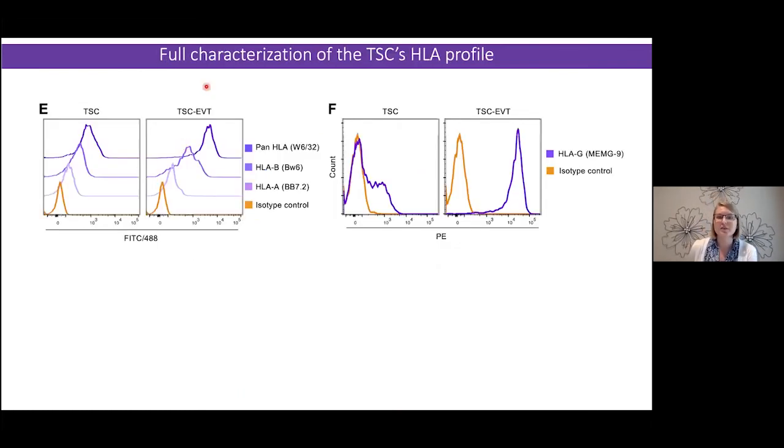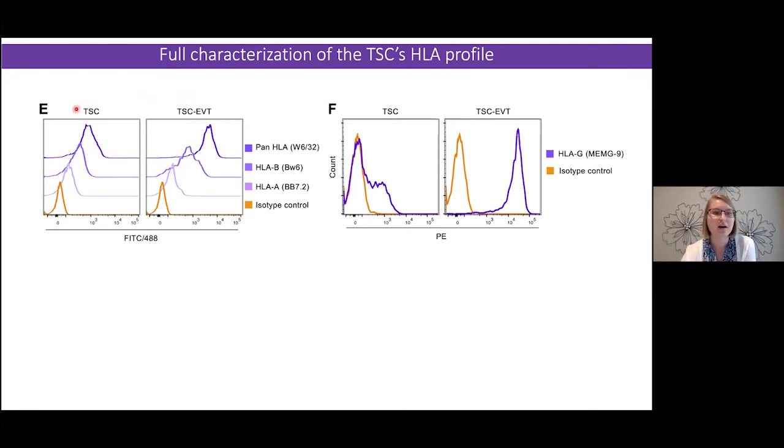So then we asked, what exactly do these TSCs express? Because if they have this class 1 expression, but not HLA-G, they're kind of stuck in between this transition. So we wanted to know if they expressed HLA-A or B at all, because no trophoblast cell would ever express HLA-A or B, as that would elicit an immune response uncharacteristic of normal pregnancy.